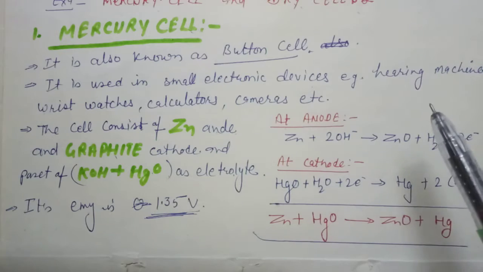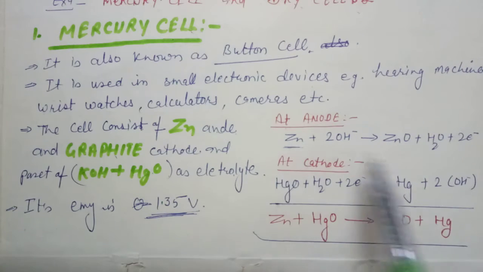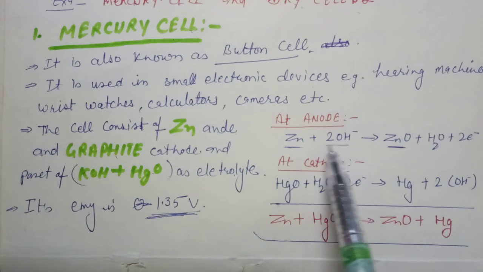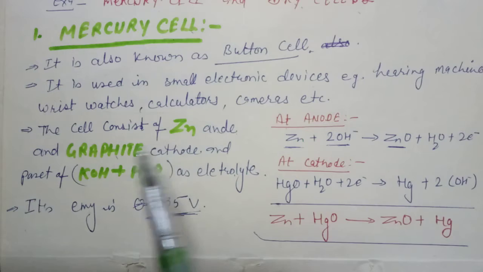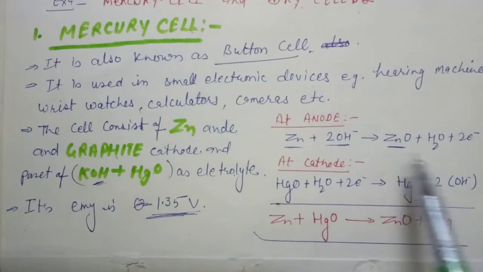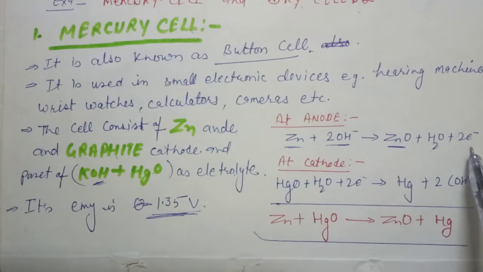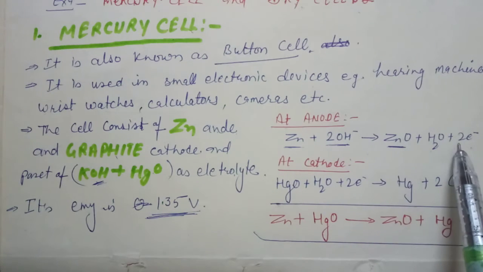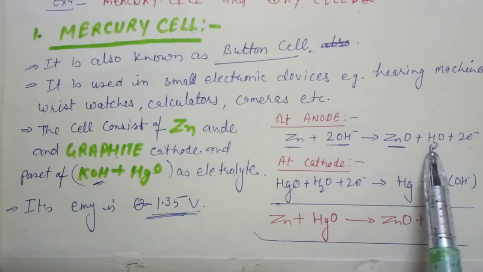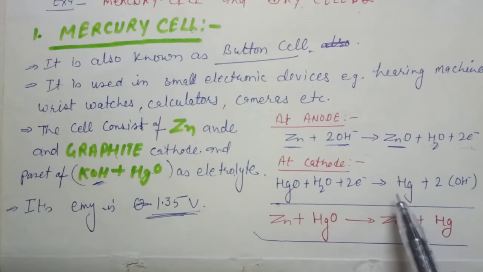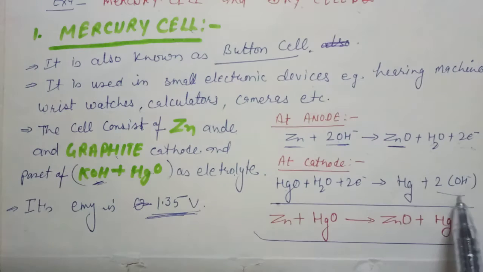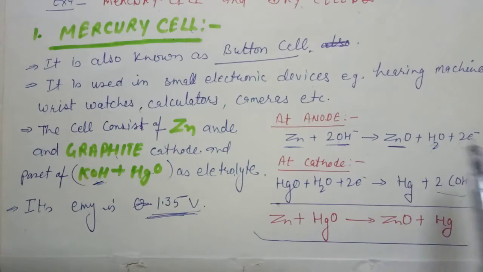See the reactions occurring in the mercury cell. At the anode, oxidation takes place, so Zn is oxidized into Zn2+ in the form of ZnO due to the electrolyte, which is OH- ions. OH- ions are obtained from the KOH. Then ZnO, H2O and 2 electrons are released. This is the oxidation reaction. At the cathode, HgO reacts with H2O and 2 electrons to be reduced to Hg, and 2 OH- ions are obtained once more.